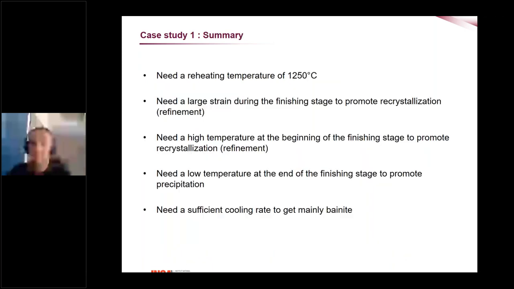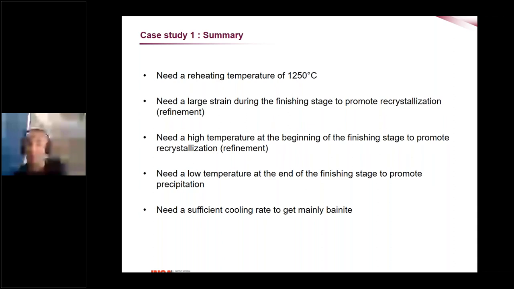So if you make the summary, thanks to the Gleeble, we're able to know the austenitizing temperature. We need to have a large strain during the finishing step to promote recrystallization. You need to have a high temperature at the beginning of the finishing stage to promote recrystallization, and a low temperature if you want to have precipitation. And then you need a sufficient cooling rate to get mainly bainite.